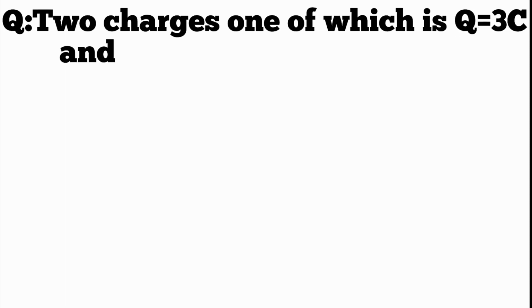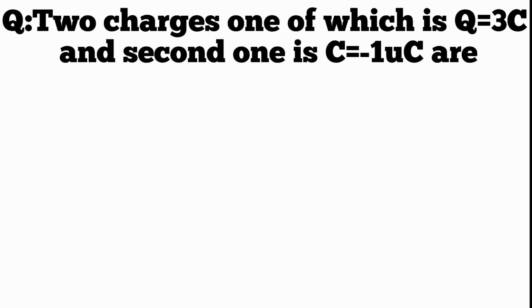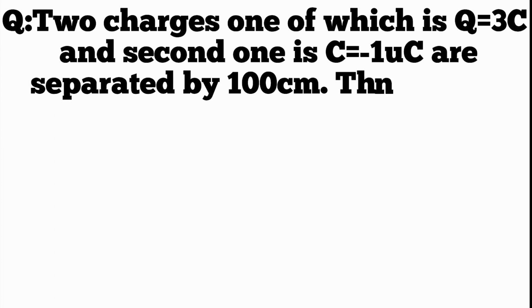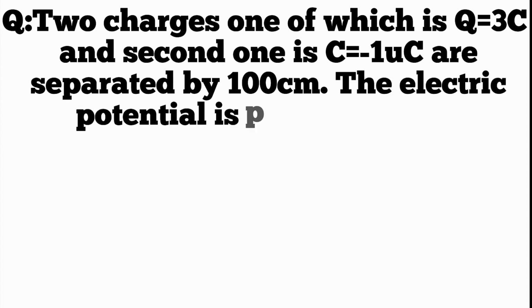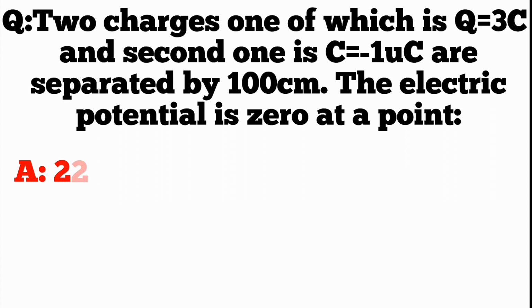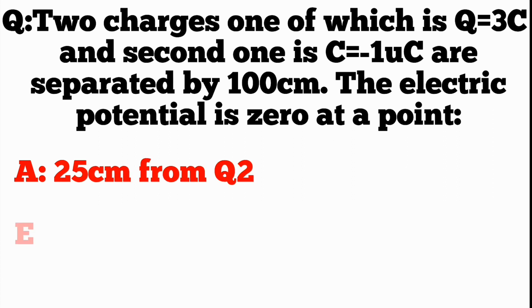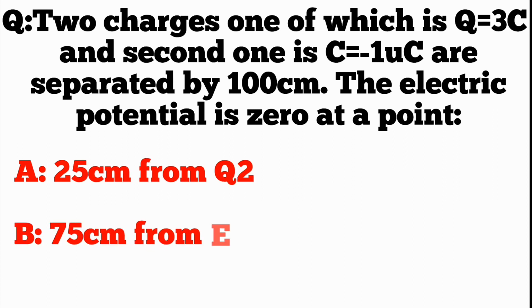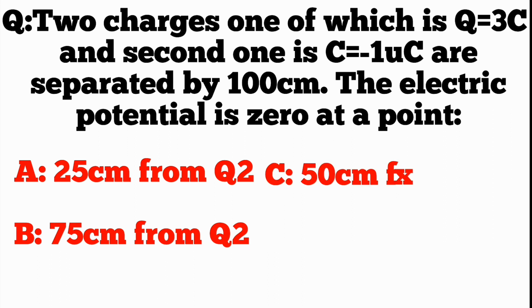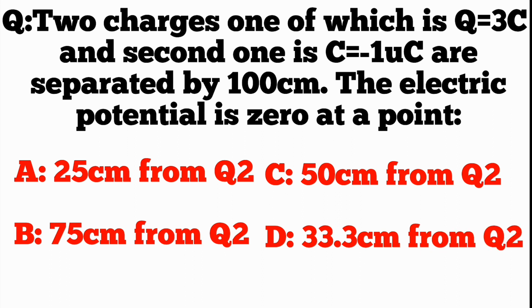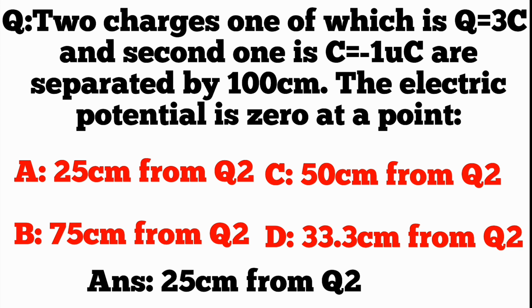Q. Two charges, one of which is Q1 equals 3 microcoulomb and second one is Q2 equals 1 microcoulomb, separated by 100 centimeters. The electric potential is 0 at a point A. 25 centimeters from Q2, B. 75 centimeters from Q2, C. 50 centimeters from Q2, D. 33.3 centimeters from Q2. Ans. 25 centimeters from Q2.